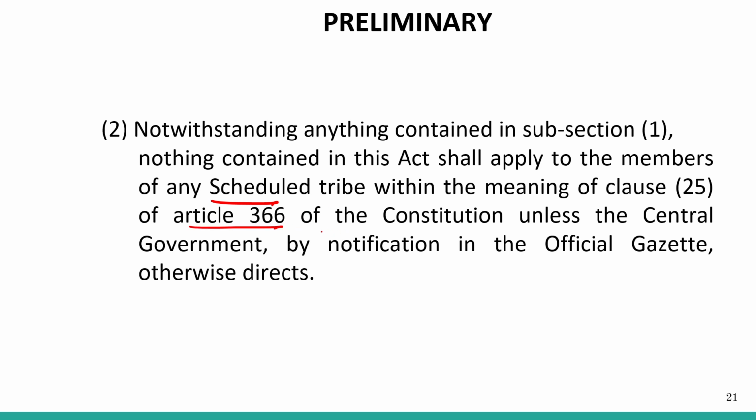And then we talked about the scheduled castes and scheduled tribes, which are mentioned under Article 366 of the Constitution. Unless by official notification of the central government, the tribes mentioned under Article 366 of the Constitution will not be considered Hindus until the central government declares otherwise.